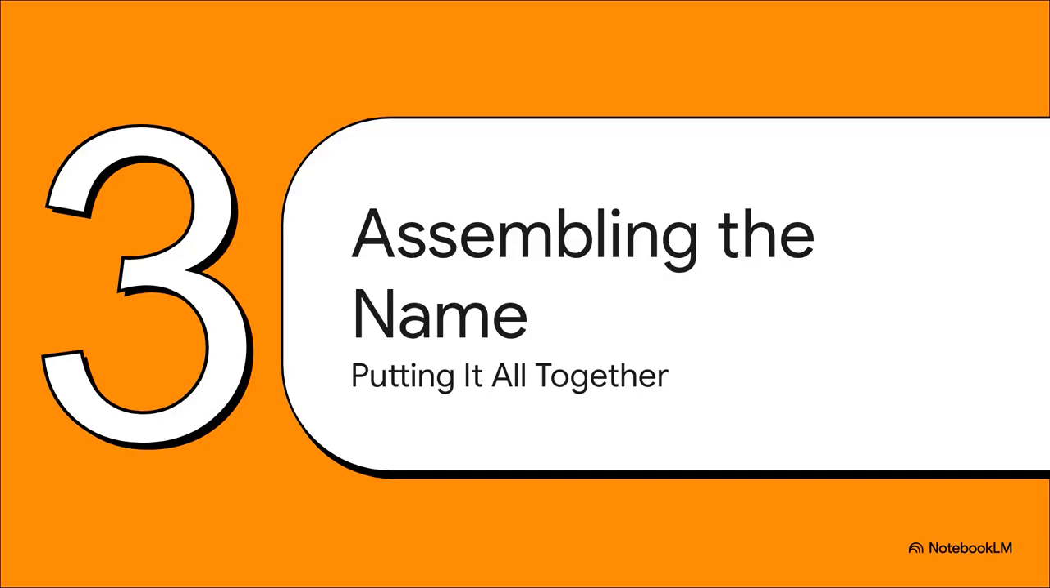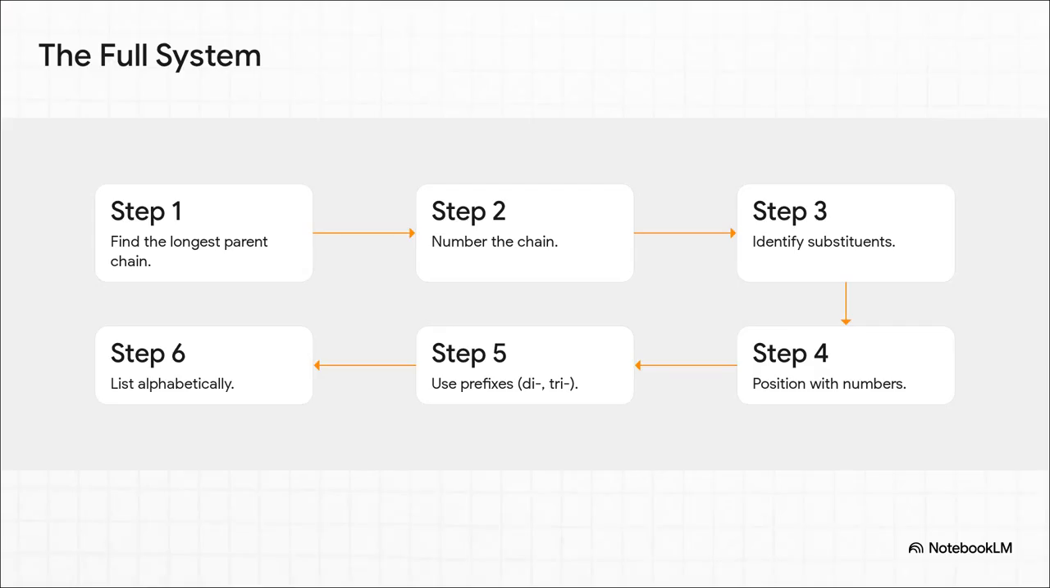Okay, so we're good with a single branch. But what happens when things start to get a little more crowded? Let's take a look at how the system handles molecules that have multiple branches. The system just scales right up. It's the same logic. You find the longest chain, you number it to give the branches the lowest possible numbers, you identify every single branch, and hey, if you have 2 of the same kind, like 2 methyl groups, you just say dimethyl. 3 would be trimethyl. You just put it all together in a logical order.